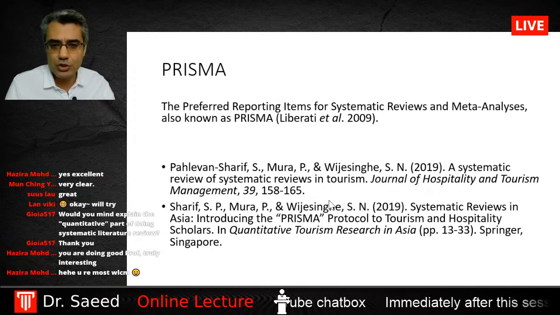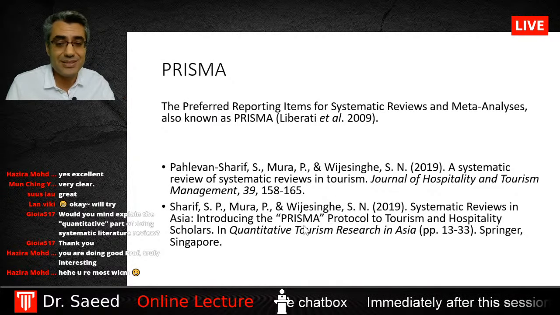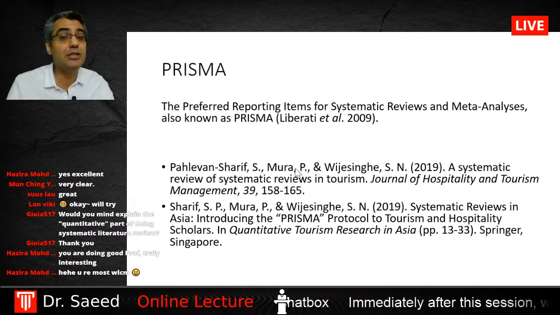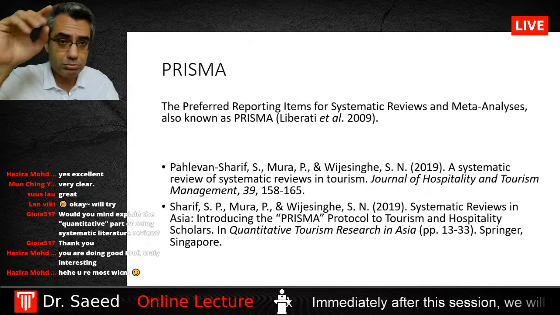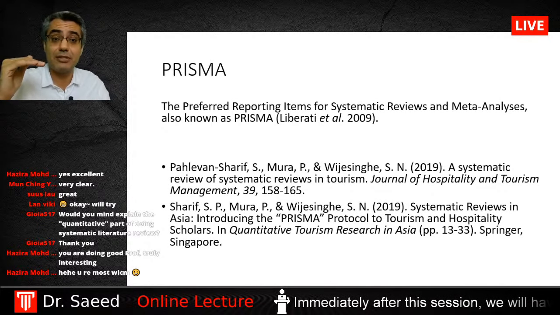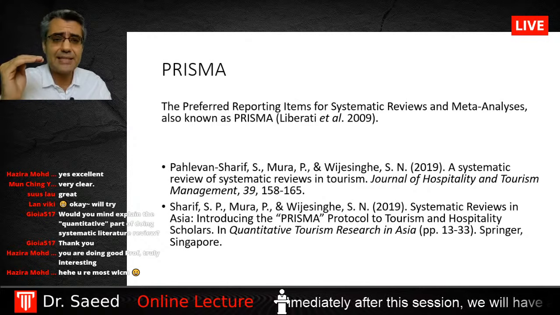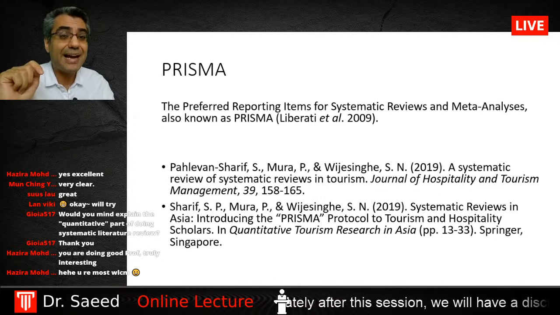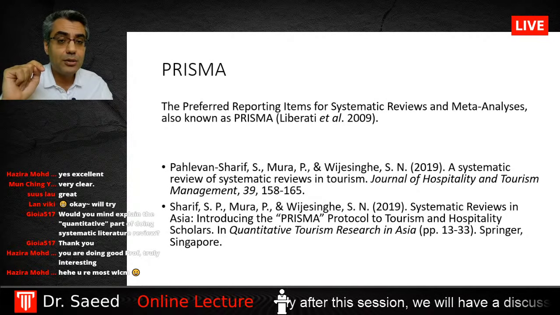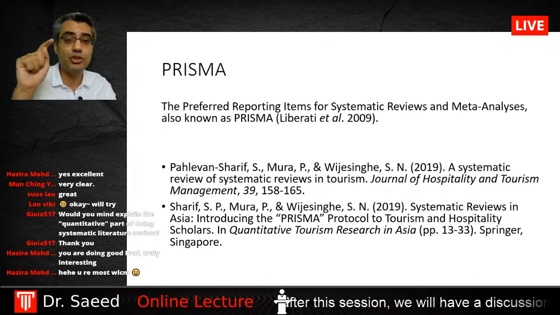So we published these two. One is a paper, another one is a book chapter. You already have received them. We will use this. I tell you, this is very important. When you write for top tier journals, when you claim it's a systematic review, they ask you, have you followed PRISMA? You need to clearly mention you have followed PRISMA.